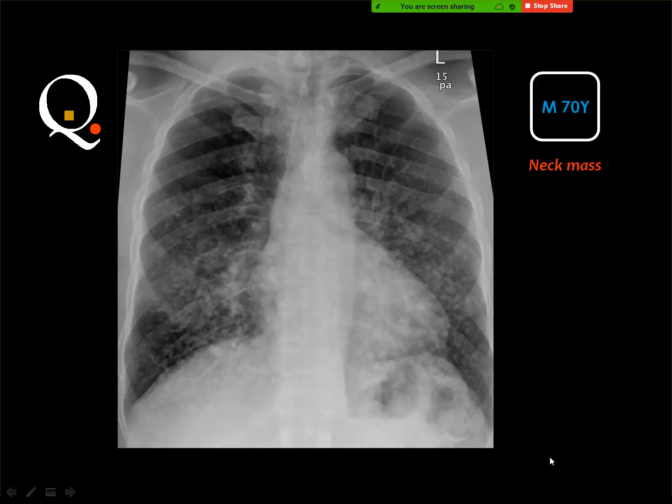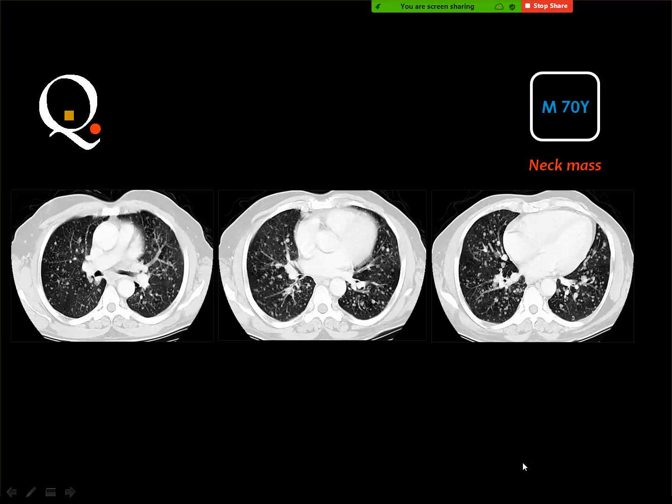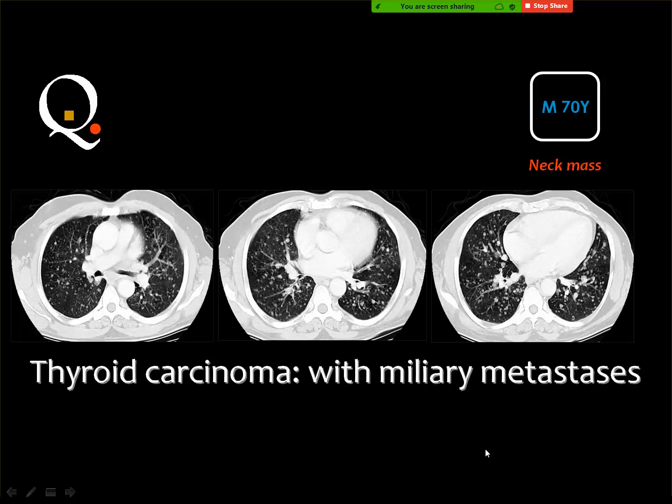If you look carefully here, you can see some indentation of the tracheal air column by the thyroid mass, which is the clinical presentation of the patient, and these are miliary metastatic deposits. This was at the time a very frequent case in our exams.